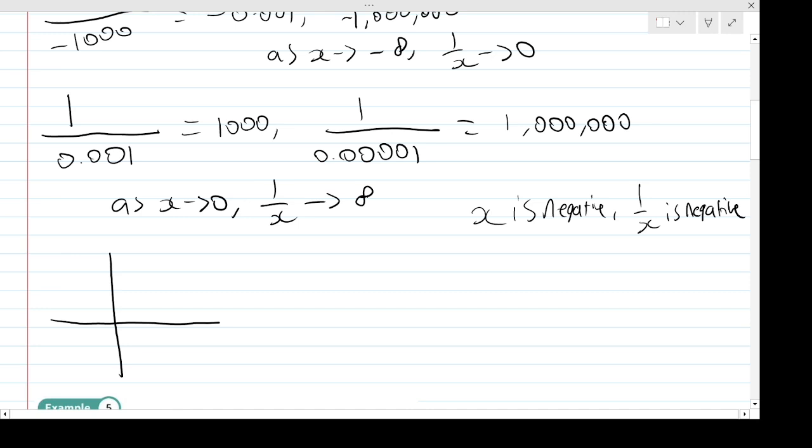So with that in mind then, when x is positive, let's focus on the positive x-axis first of all. So x goes there. Well, we know first it has to shoot up from 0, so it's going to come down like this, right?